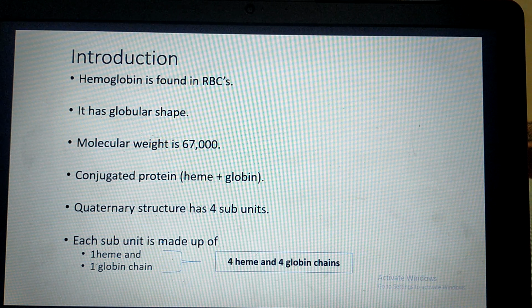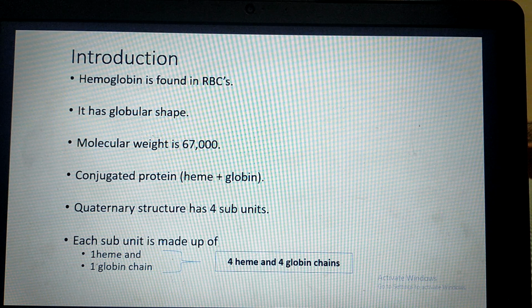It has quaternary structure. Quaternary structure means a protein is made up of two or more polypeptide chains. Here hemoglobin is made up of 4 polypeptide chains, and each polypeptide chain along with its heme is called a subunit. Now 4 such subunits are found, therefore hemoglobin has quaternary structure. So each hemoglobin molecule has 4 heme and 4 globin chains.